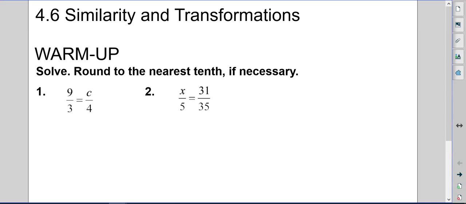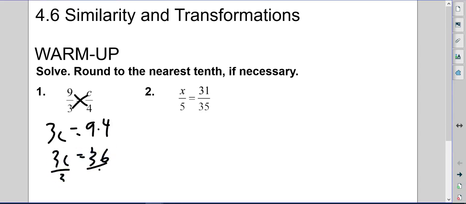Solve for the variable, round if necessary to the nearest tenth. So what we're going to do here is cross multiply. 3c equals 9 times 4. 3c equals 36. Divide by 3, c is 12. Okay.